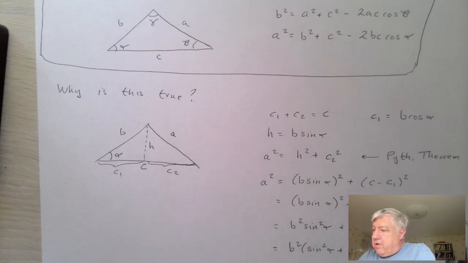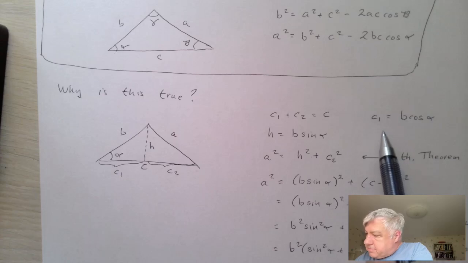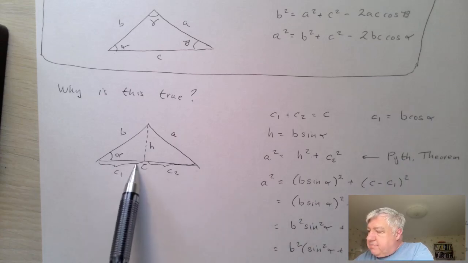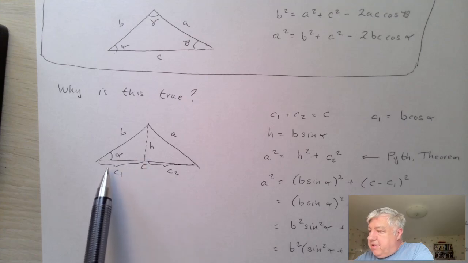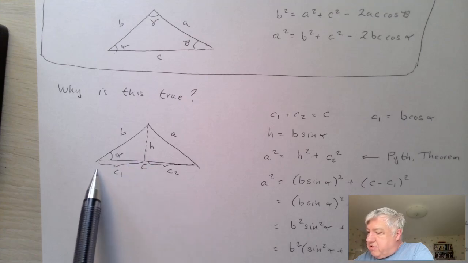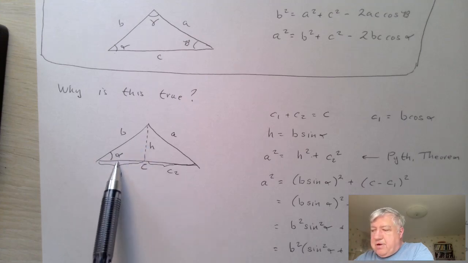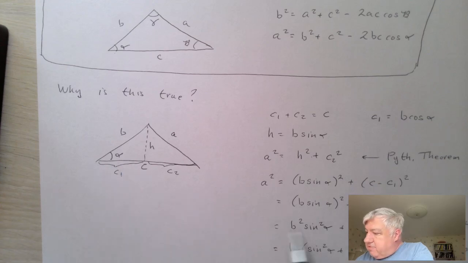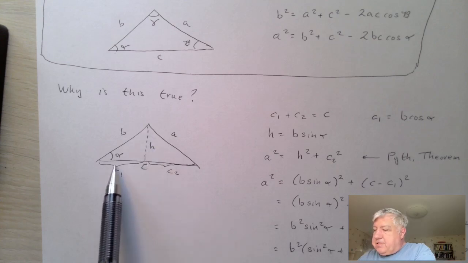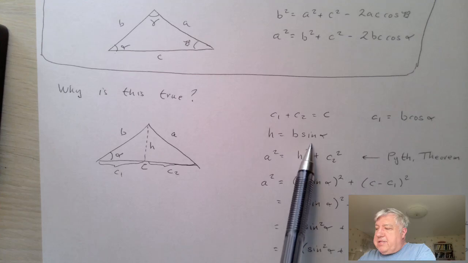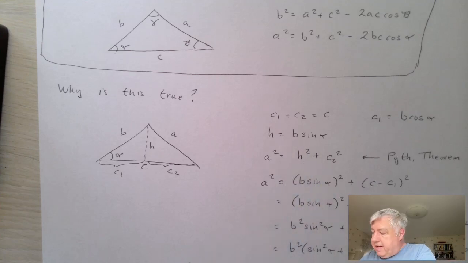We know from right triangle trigonometry that b is the hypotenuse of this right triangle, so c1 divided by b is equal to the cosine of alpha, or that's the same thing as saying that c1 is equal to b cosine alpha. And similarly, this is the opposite side, so h over b is the sine, and so h is equal to b sine of alpha. All right.